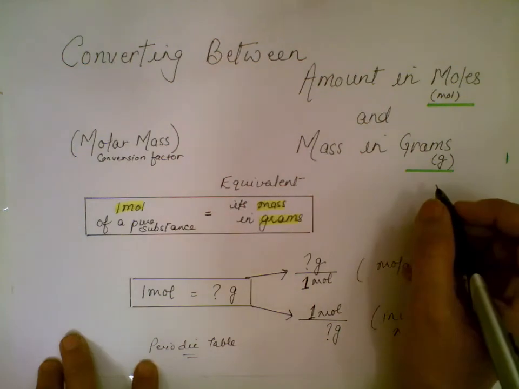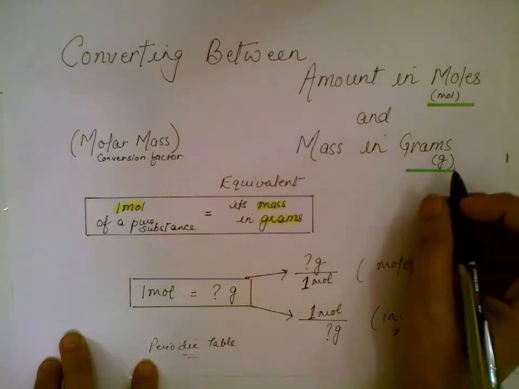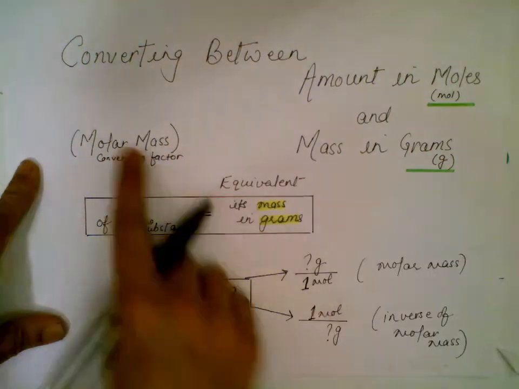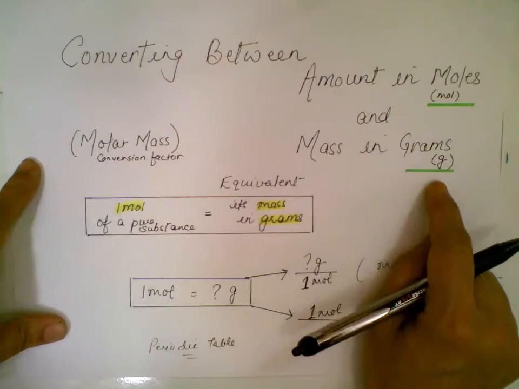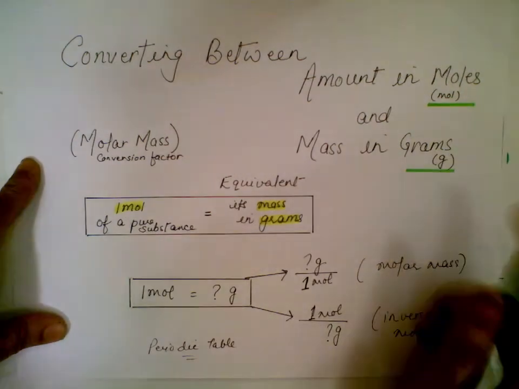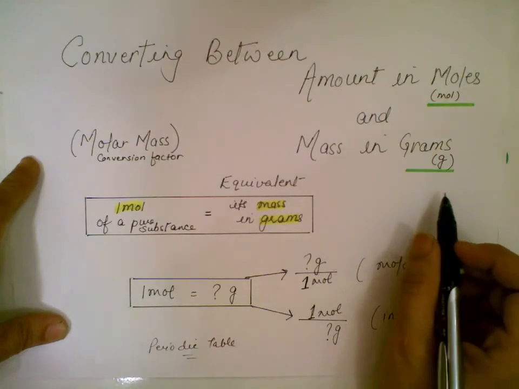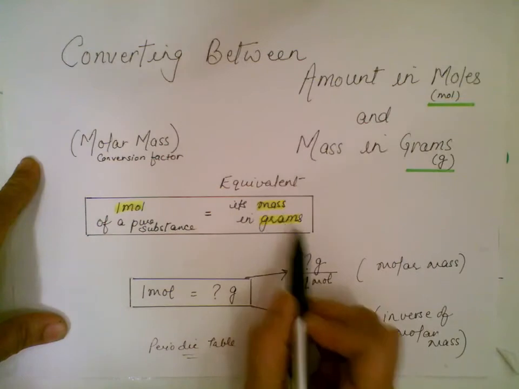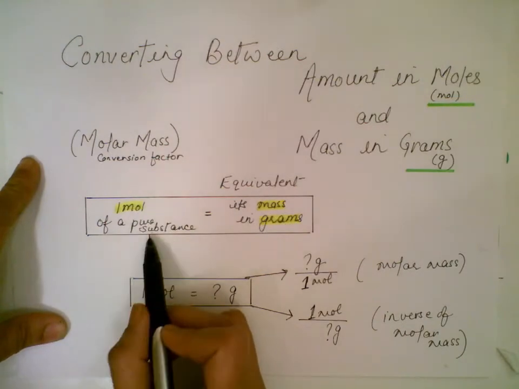The video on mass mole conversion problems. Since it is not possible to measure the number of moles directly, we use the molar mass as a conversion factor to solve problems between moles and mass. Now, what is the molar mass? Well, molar mass is the mass in grams of 1 mole of any pure substance.